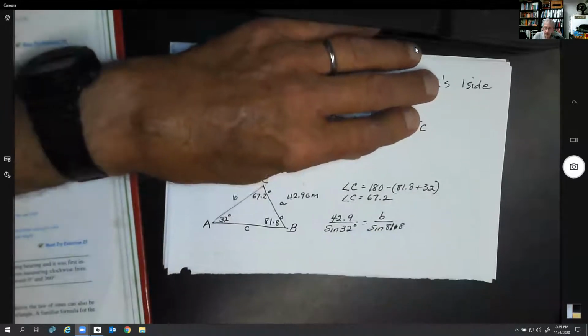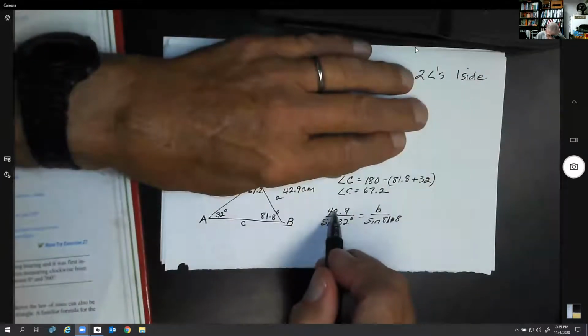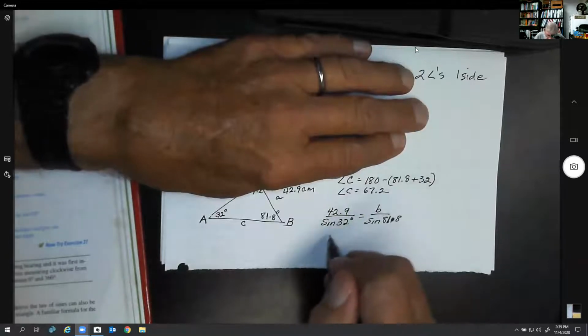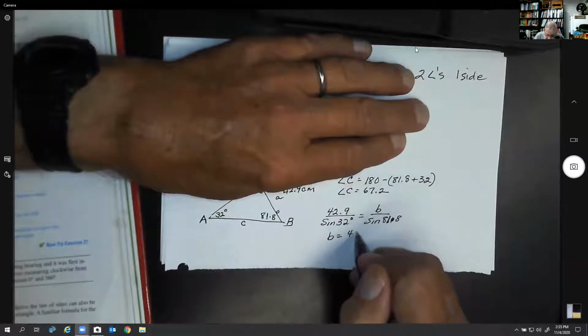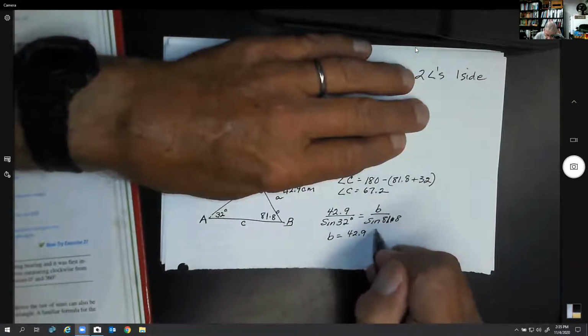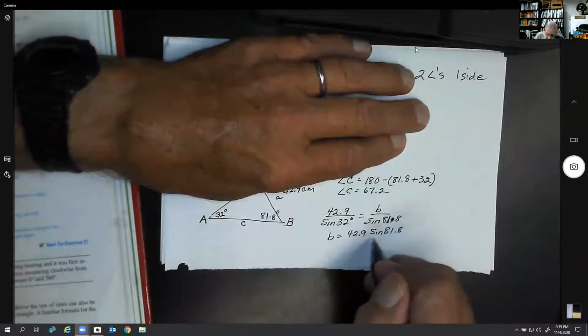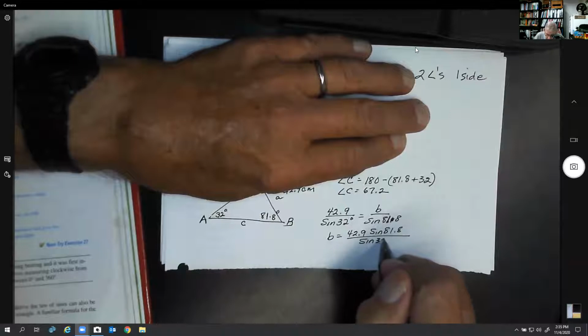81.8. So how could we do that? Okay, well, we're just going to multiply the two numbers that are across and divide by the one that's left. So B is simply 42.9 times the sine of 81.8 divided by the sine of 32.